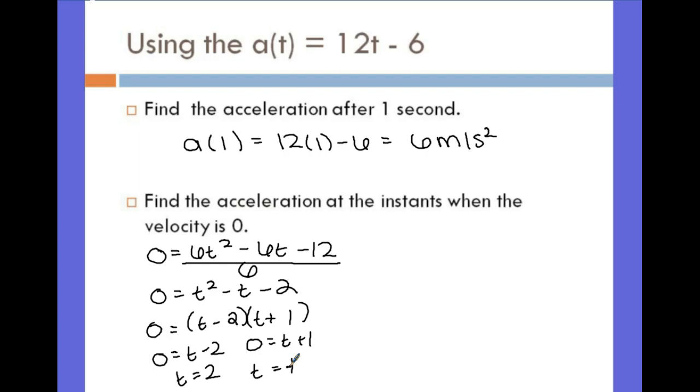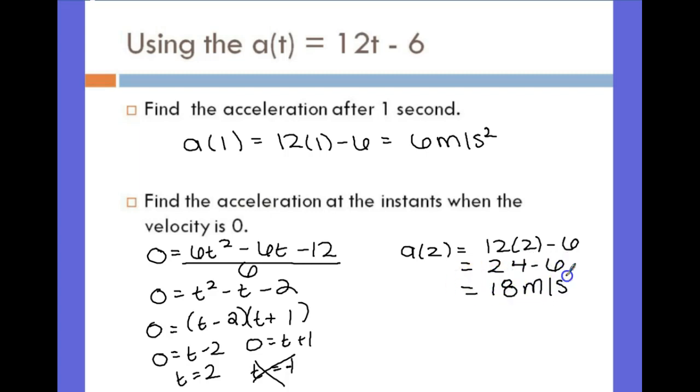Okay, so we get positive 2 and negative 1. Well, we can't have a negative time. That was part of our rules at the beginning. So the only time at which the velocity is 0 is 2 seconds. So a of 2, when the velocity is 0, so v of 2 equals 0 is what that means. So when the velocity is 0, the acceleration is 18 meters per second squared.